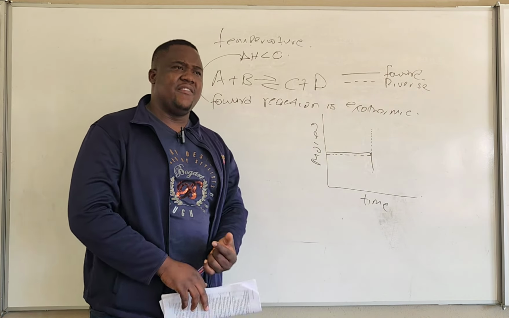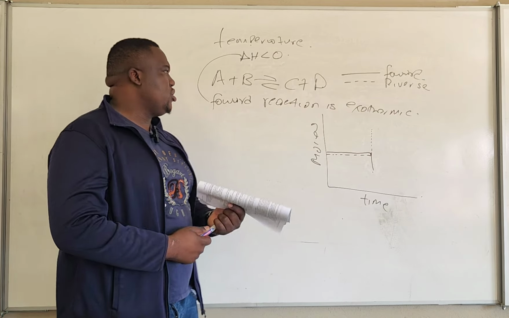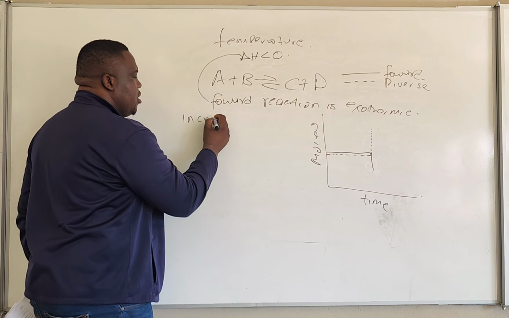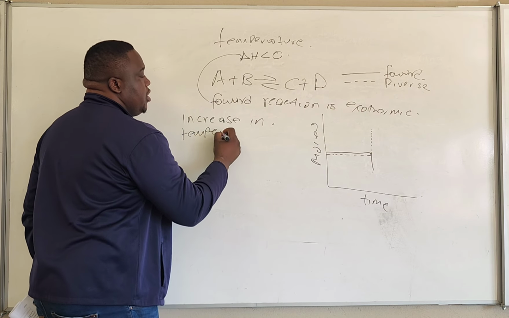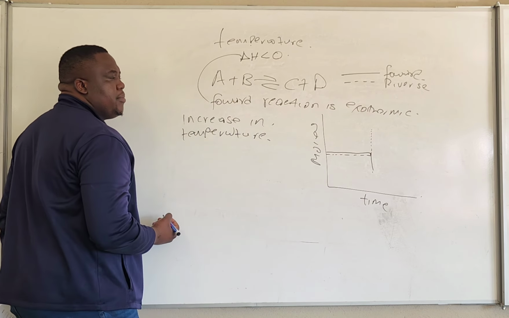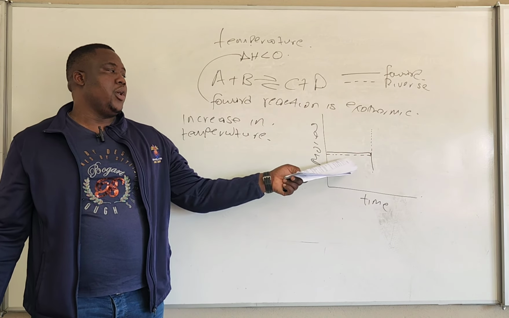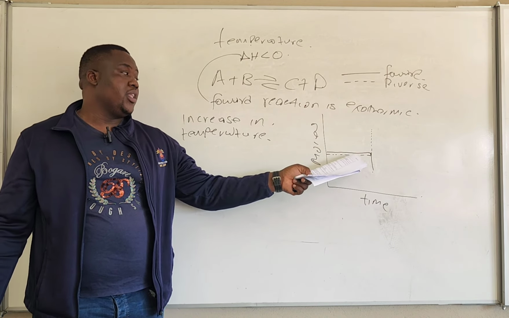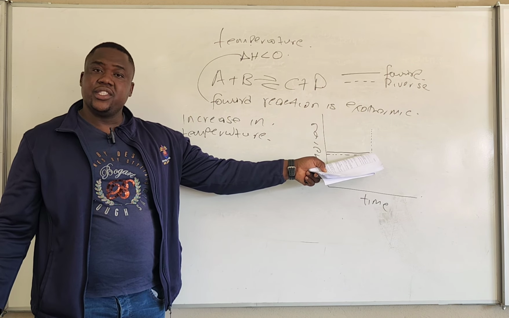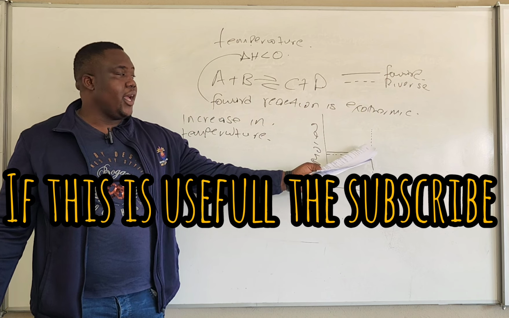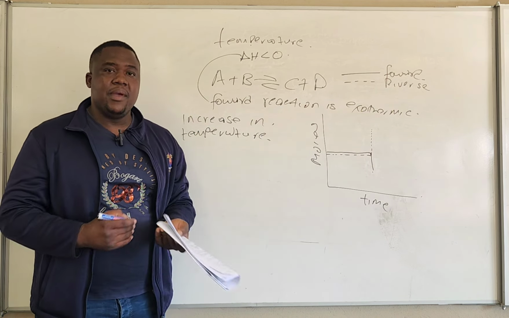So what can favor a reverse reaction? It's an increase in temperature. Why am I saying increase in temperature? It means that the reaction was at equilibrium at this point, then there is a sudden increase in temperature. When we increase the temperature, it will favor the reverse reaction, which is endothermic.